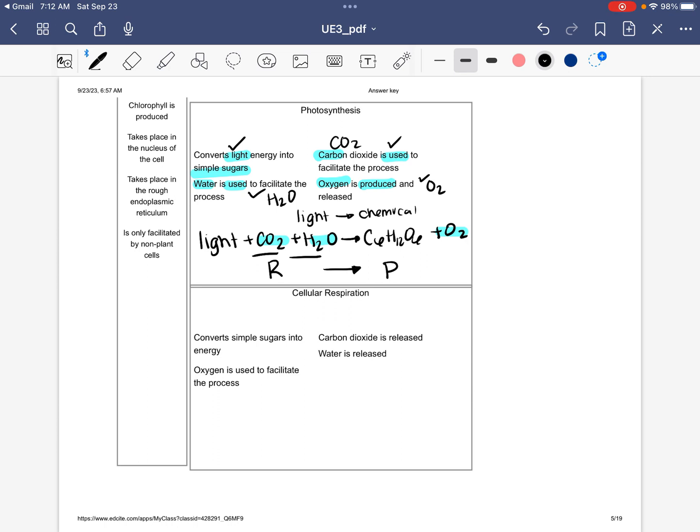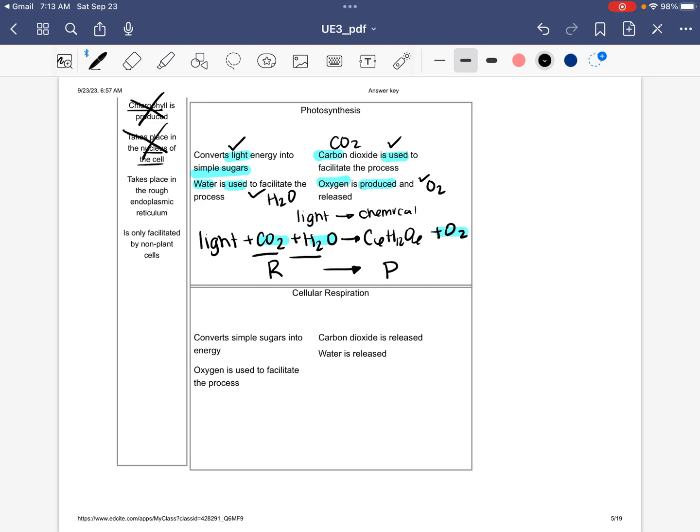So chlorophyll is produced. We really didn't talk about chlorophyll. That's why that statement should have been left out. It takes place in the nucleus of the cell. We know that a nucleus is where the genetic material is, but we have not talked about the nucleus in any way, shape, or form for cellular respiration or photosynthesis.